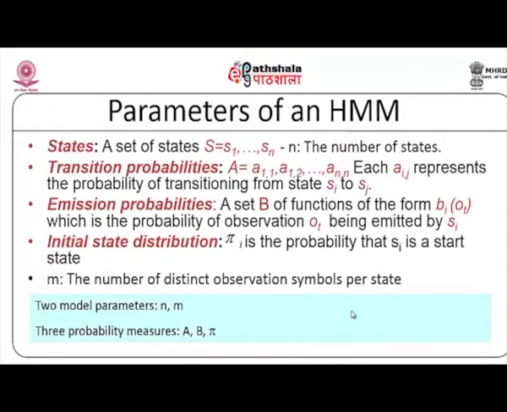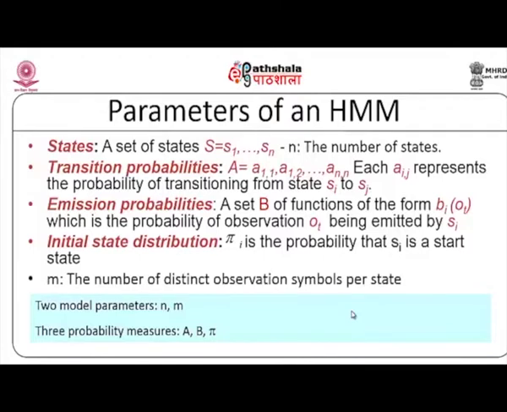So, in this particular module, we are more bothered about how we decide on the parameters of HMM, we will come to that. So, first let us discuss some of these parameters. One is states. So, the hidden Markov model will be associated with a set of states S, which will be S1, S2 to Sn, where n is the number of states. Then comes the transition probability. The transition probability is normally represented as A11, A12 to Ann, where Aij represents the probability of making a transition from a state Si to a state Sj. So, that is called the transition probability.